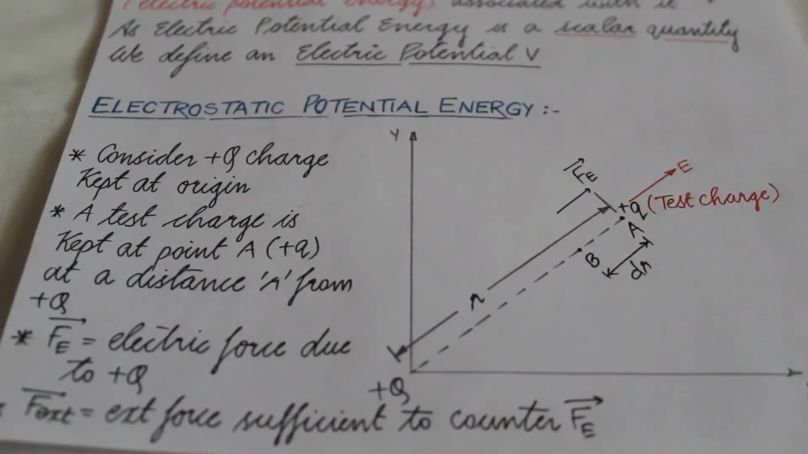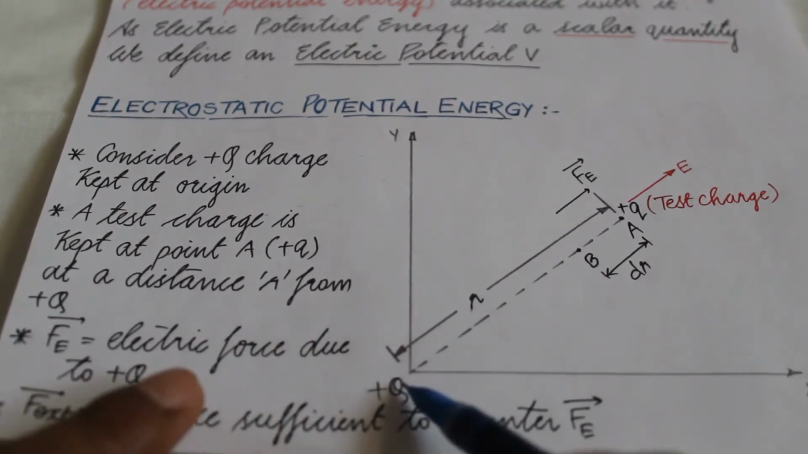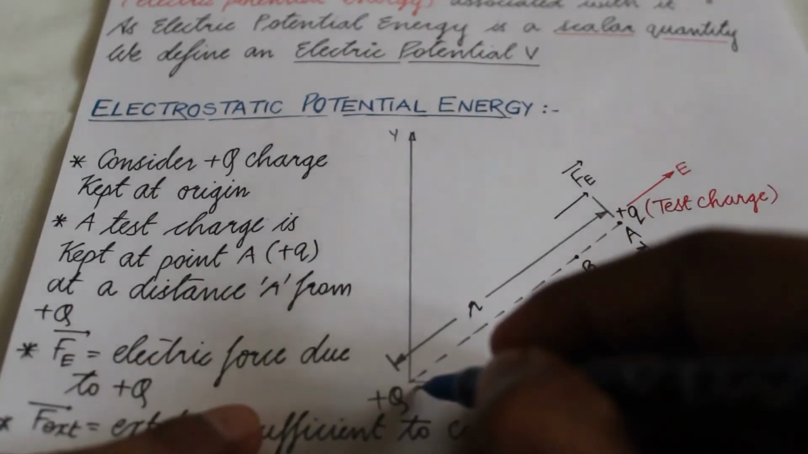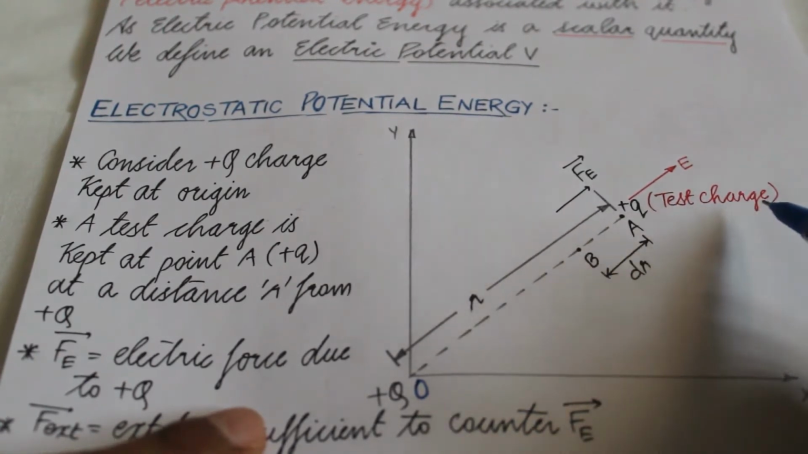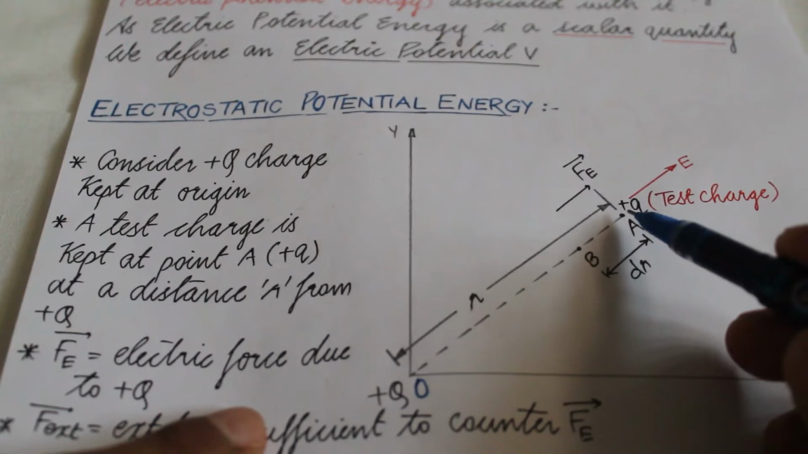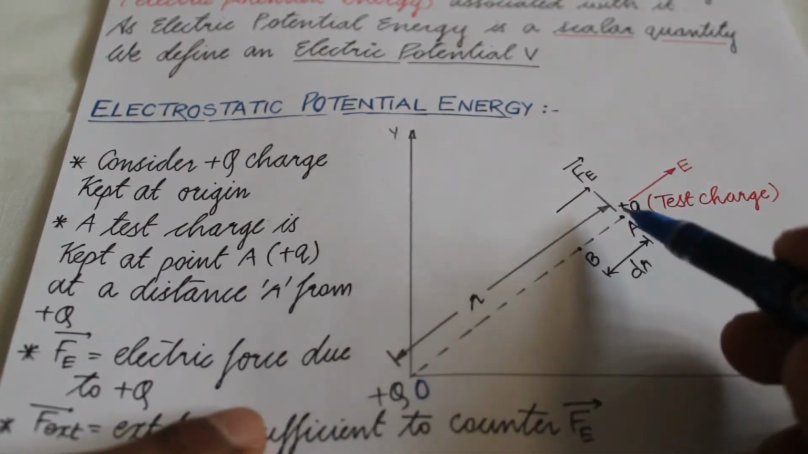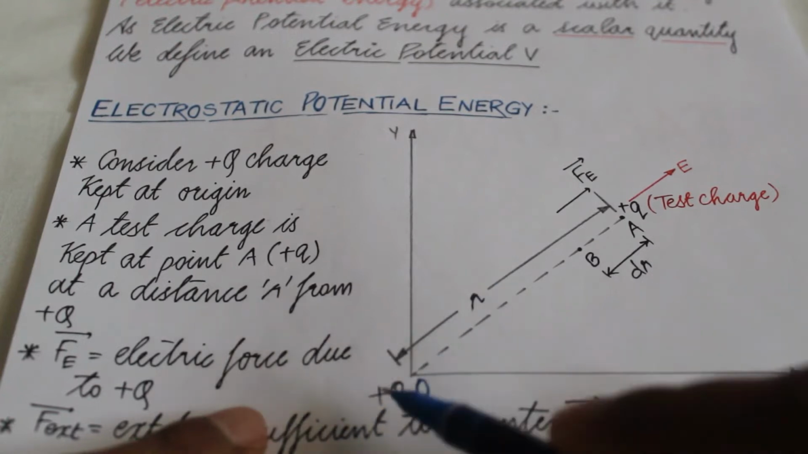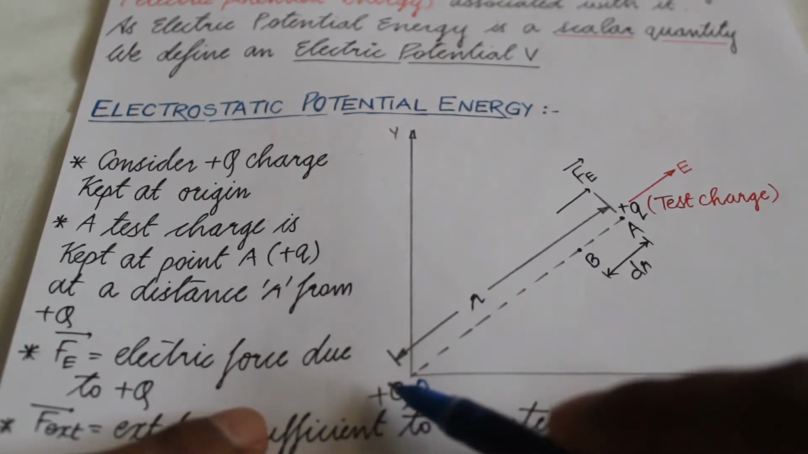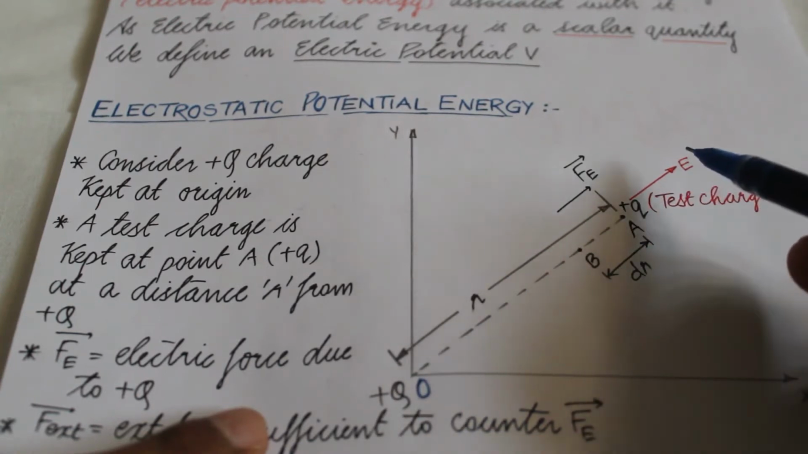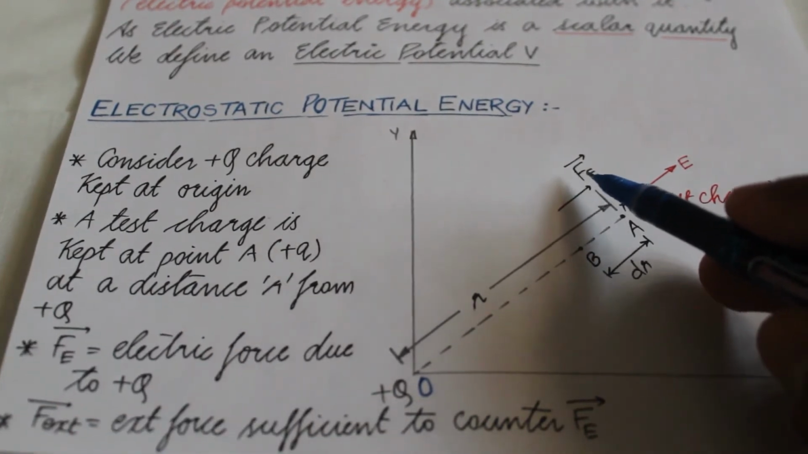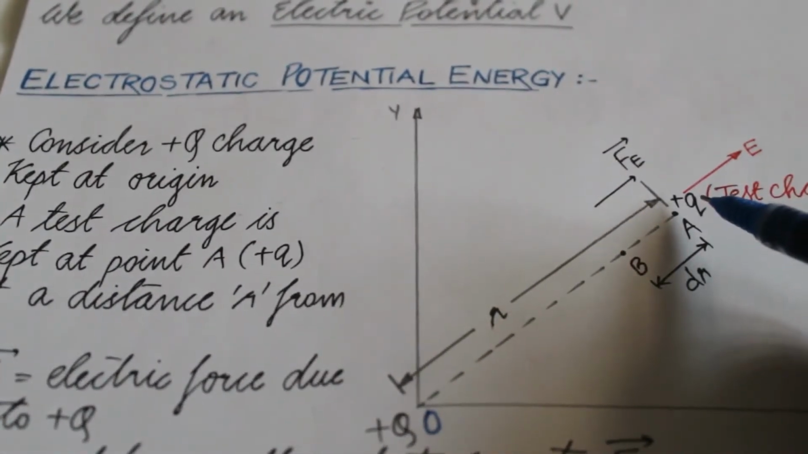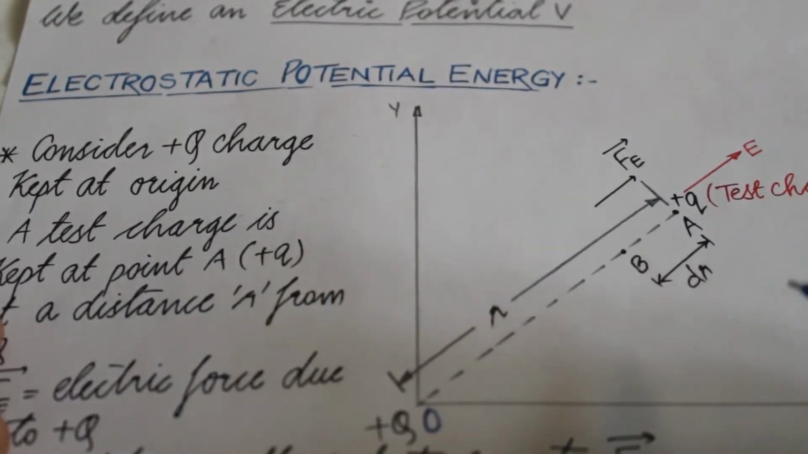Now let us study what electrostatic potential energy is. As you can see in the diagram, there is a plus Q charge kept at point O, the origin. There is a small plus q charge, known as the test charge, kept at point A, which is at a distance of r from point O. Since plus capital Q is a positive charge, the direction of the electric field will be radially outward, and a force Fe will be acting on this plus q charge in the direction shown in the diagram.